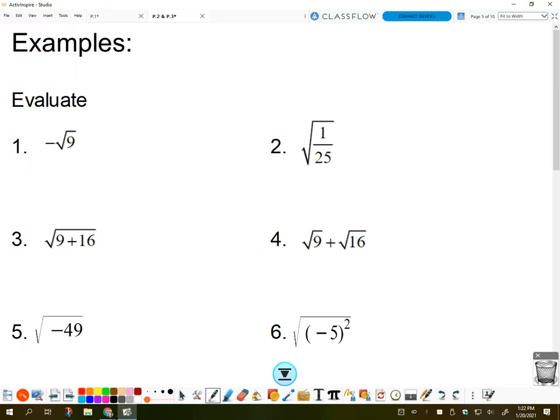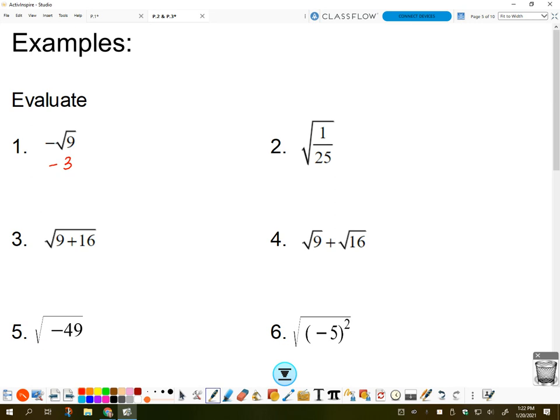All right, so some examples using those ideas. If I just want to evaluate or simplify, I'm going to figure out what does it equal. So here we have the negative square root of 9. So the square root of 9 is 3, and that negative just means negative 3. Now I know I just said your answers need to be positive. My point on that was that the square root of 9 is going to be positive 3, but that negative on the outside can change it back to a negative.